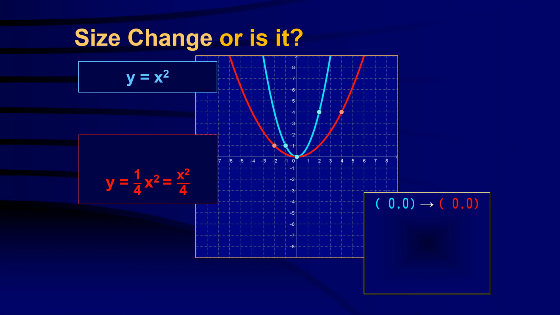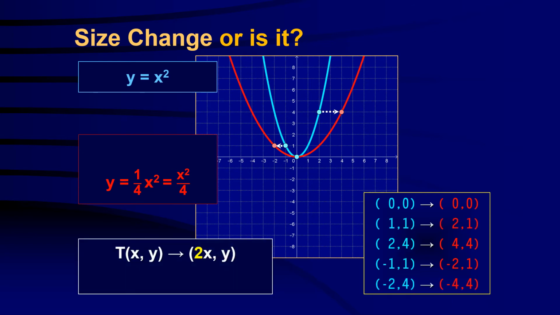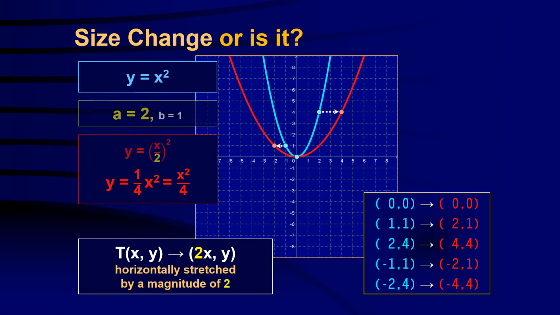I could have done this solely using a horizontal scale change in which (2, 4) is mapped to (4, 4), (-1, 1) is mapped to (-2, 1), and where all the x coordinates are multiplied by 2, essentially stretching the graph horizontally by a magnitude of 2. So if my value of a is 2, and I go y divided by 1 equals x over 2, all quantities squared, I can recreate y equals 1/4 x squared.